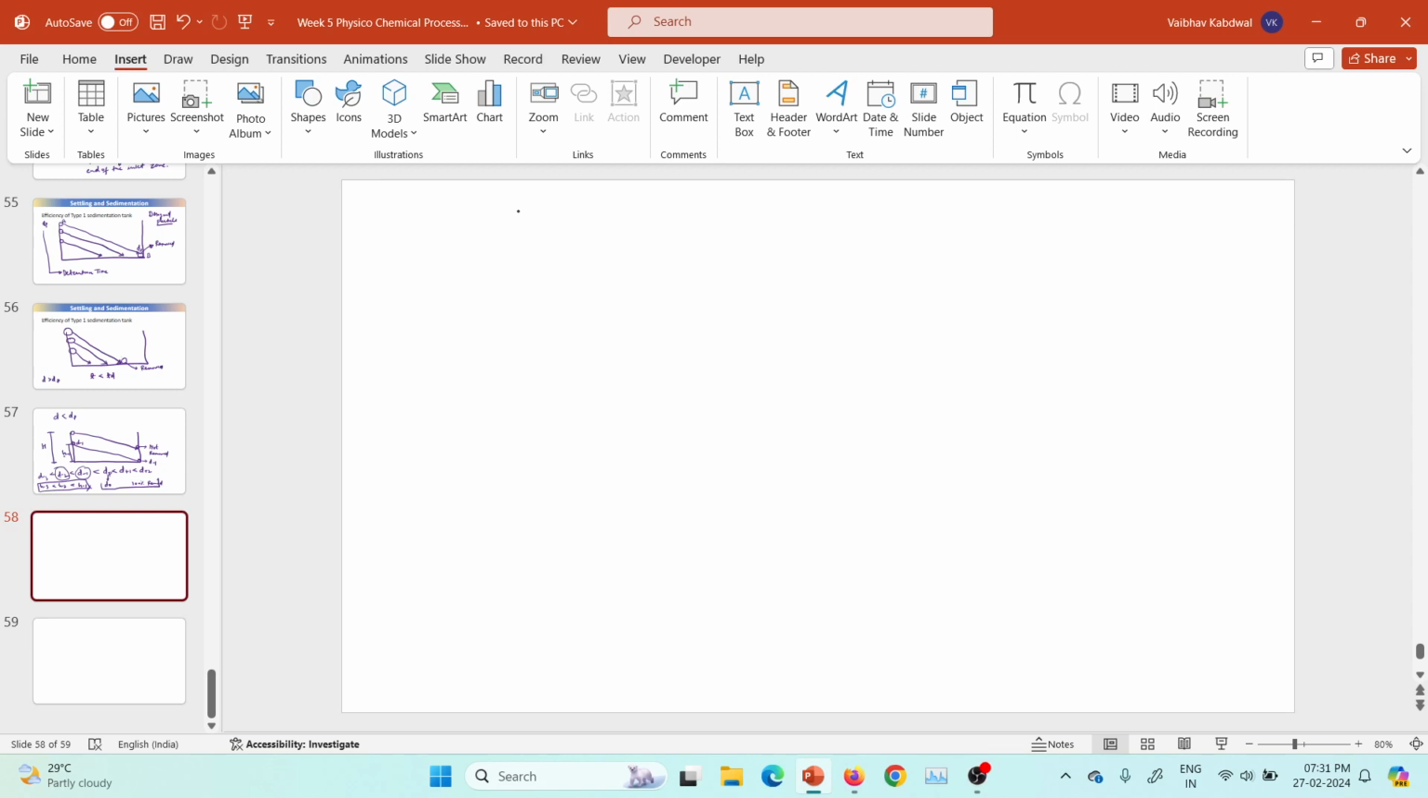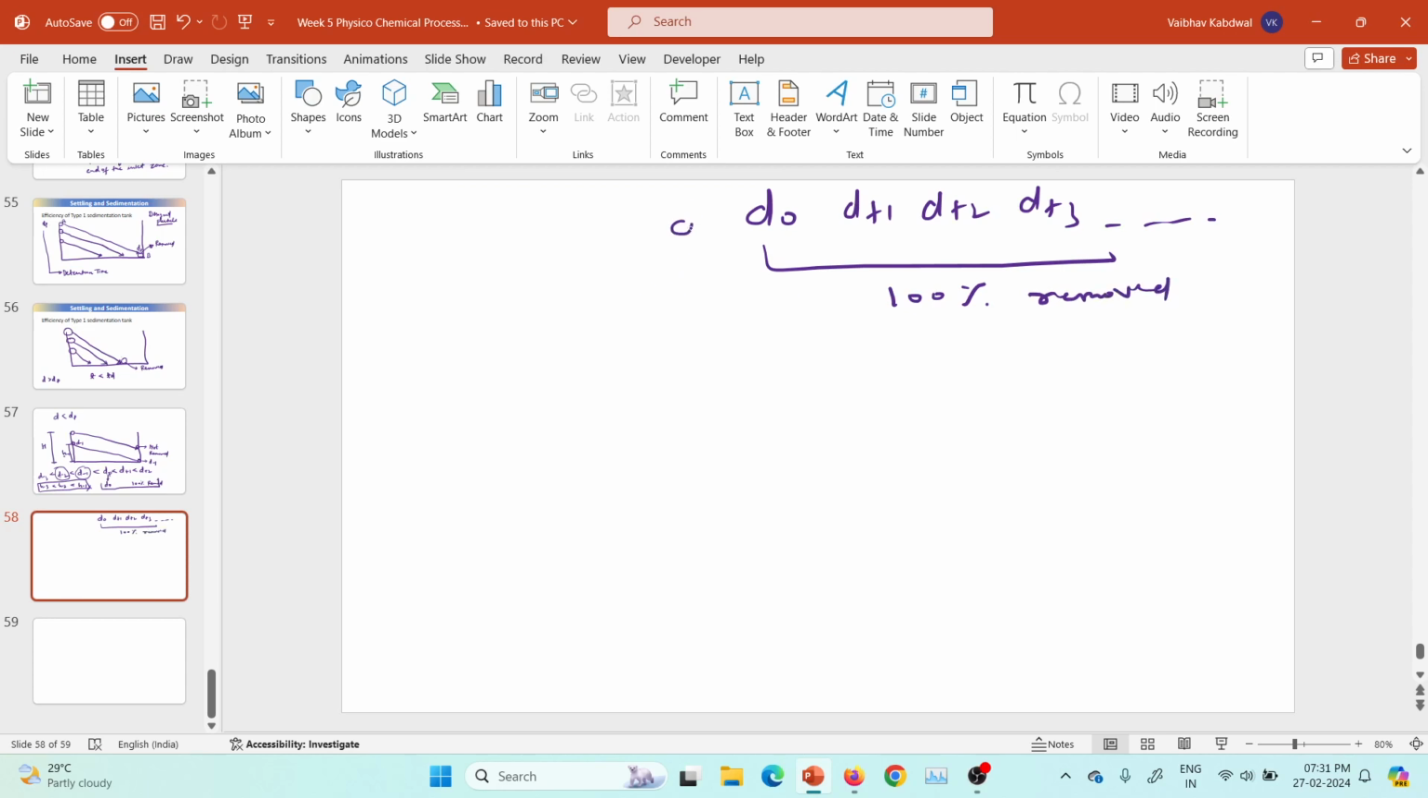So we understood the design: this d naught will be removed, d plus 1 will be removed, plus 2, plus 3, all those particles will be removed. And the smaller particles, this will be 100% removed. And d minus 1, d minus 2, d minus 3, minus represents the smaller size particles. So these particles will be partially removed.